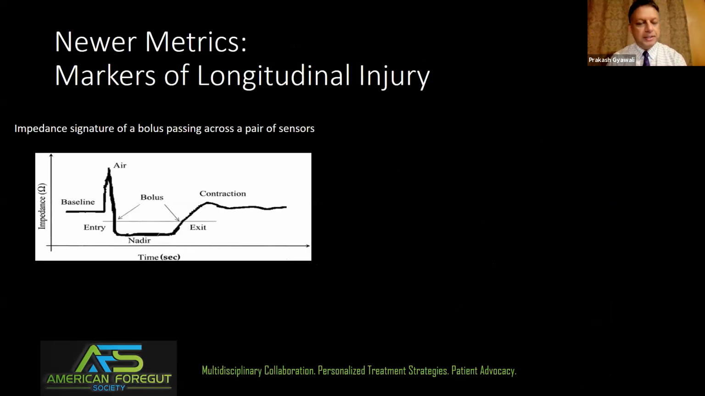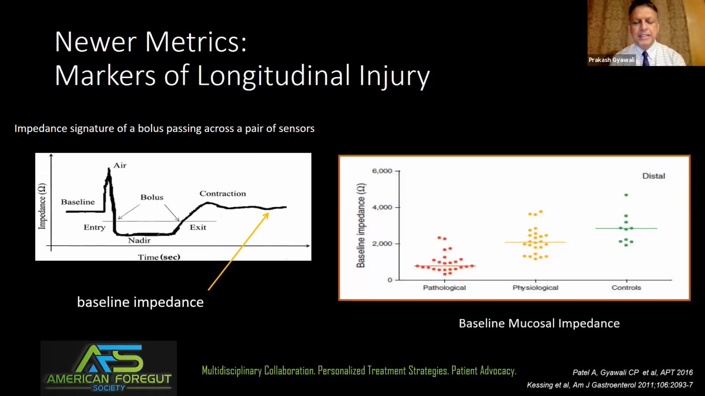Now, what about baseline impedance? This is something you can extract. This is a newer metric that you can extract out of pH impedance monitoring. It's the actual impedance value at rest when there is no reflux episode, no swallow. And for convenience, this is extracted during the nighttime hours when the patient is asleep, and so does not have any confounding artifacts or other swallow-related activity. Indeed, the lower the baseline impedance, the higher the likelihood of pathological reflux.